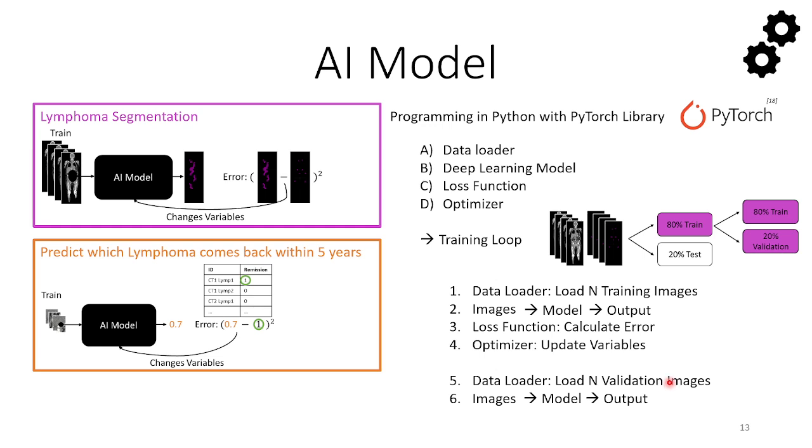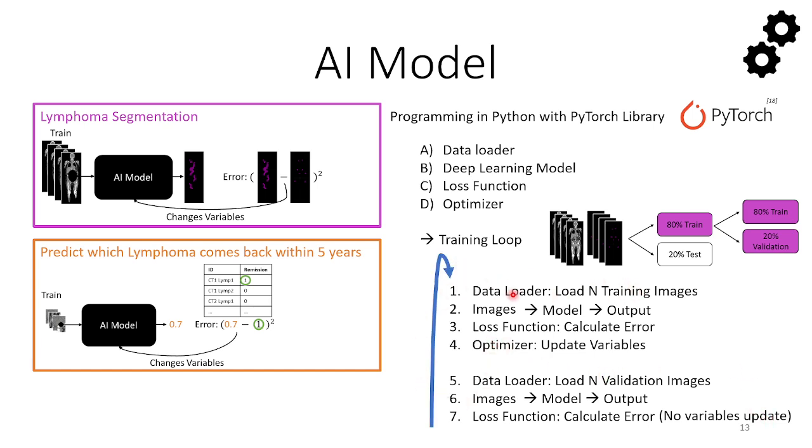Now we again calculate the loss function, the error, so how big is the difference between what the model says and what it actually should be. But this time we do not update the variables. With the validation data, the model is not trained. We just use the validation data to track our training, to see how well the training is developing. That's just for validating, but we do not update the variables. Then we start up here again.